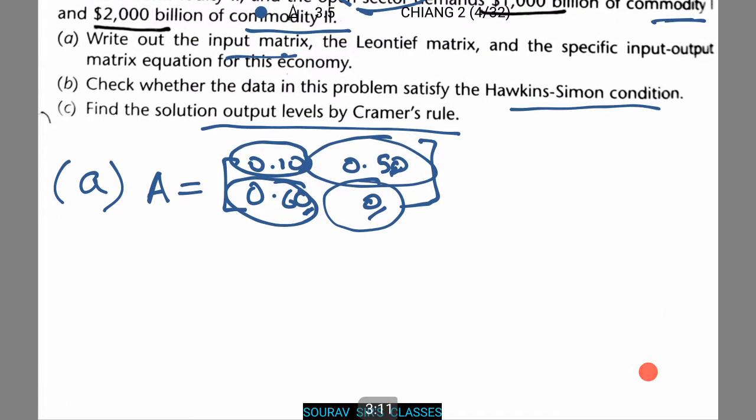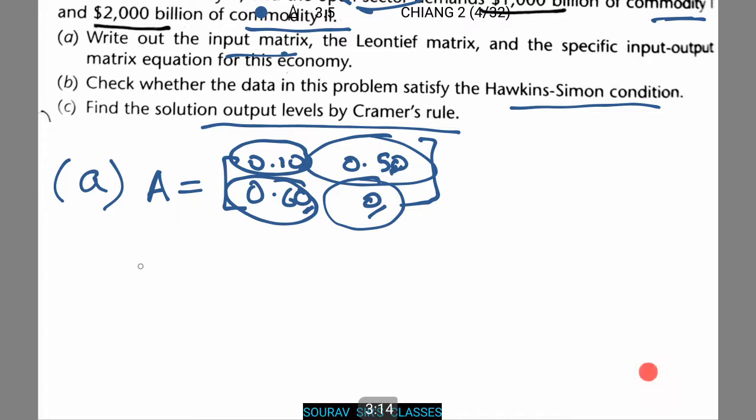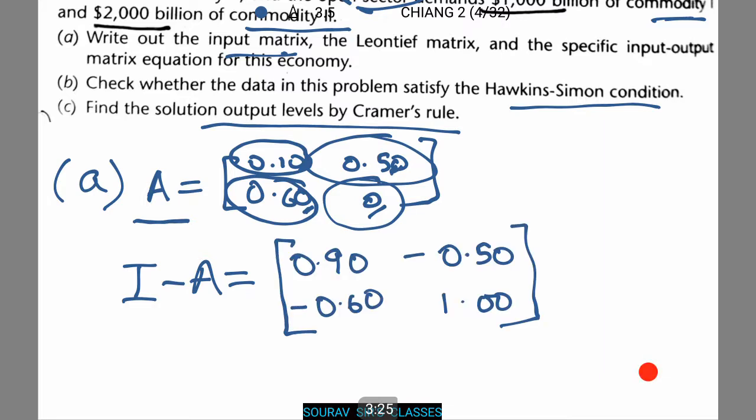Now we need to write the Leontief matrix. The Leontief matrix is obtained by subtracting matrix A from the identity matrix, that is I minus A, which will be equal to 0.9, minus 0.6, minus 0.5, 1. For those who have trouble understanding what an identity matrix is, I equals 1 0 0 1. An identity matrix is one in which there are 1s in the diagonal.